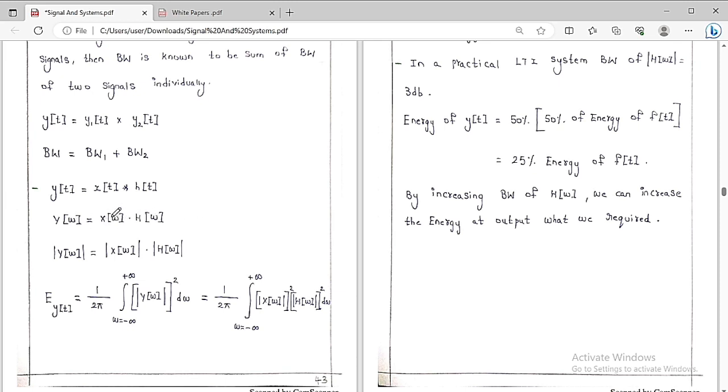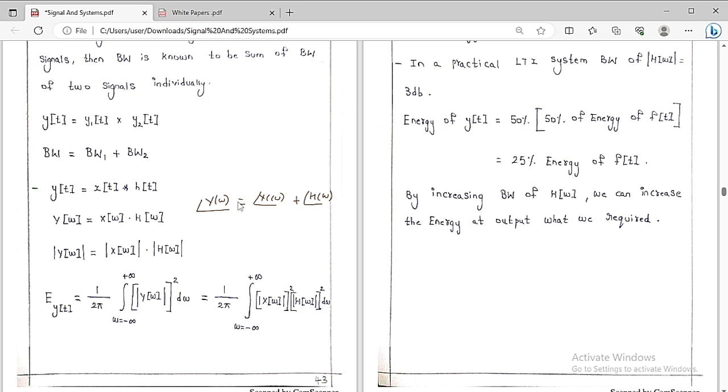Basically, it is a complex number, so it will have a magnitude and a phase angle. Therefore, the magnitude of Y of omega is equal to the magnitude of X of omega into the magnitude of H of omega. Then there is also one more thing, the phase angle. I will tell separately, but let me write it here. The phase angle of Y of omega is equal to the phase angle of X of omega plus the phase angle of H of omega.